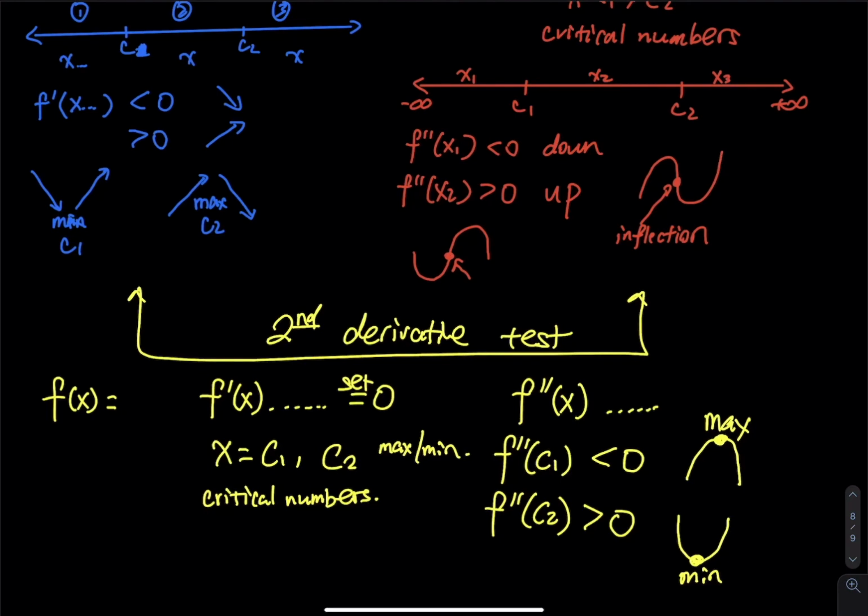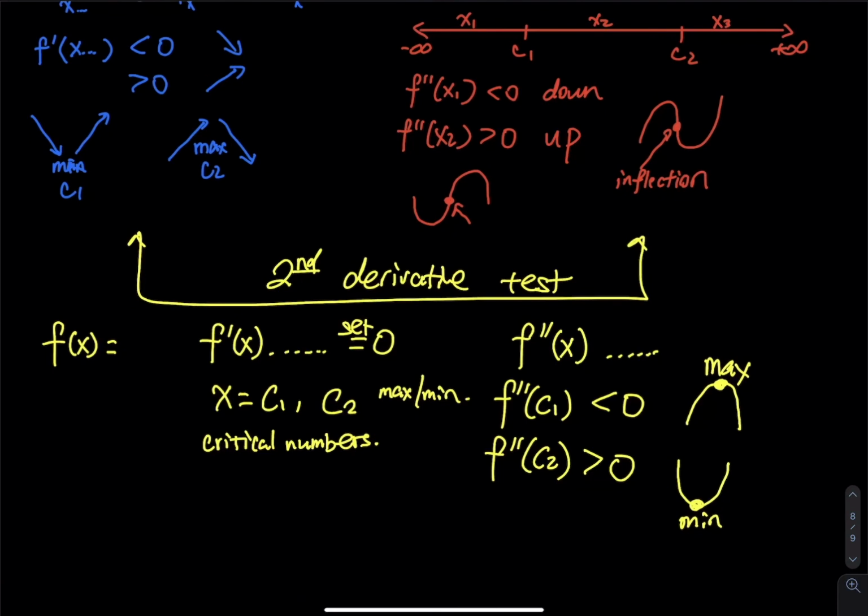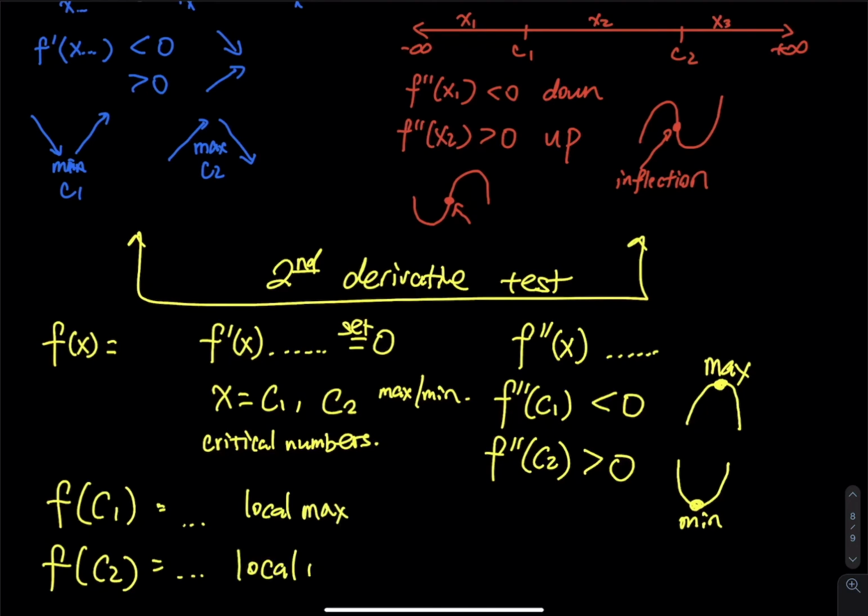Now, tell me the exact location of the local min and local max. To find the location, you have to plug the critical numbers, the c1 and c2, into the original function f of x. So you have to find f of c1 and then f of c2. Whatever that equals to, you get an xy coordinate, right? So this one is a local max, and then this one is a local min. So that is how you do the second derivative test.